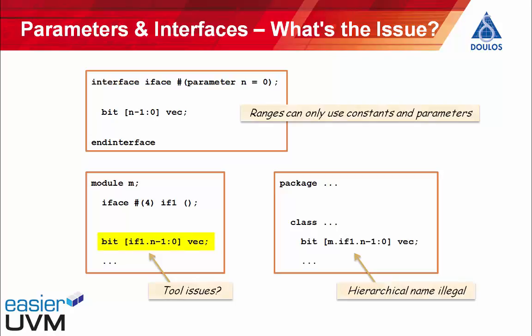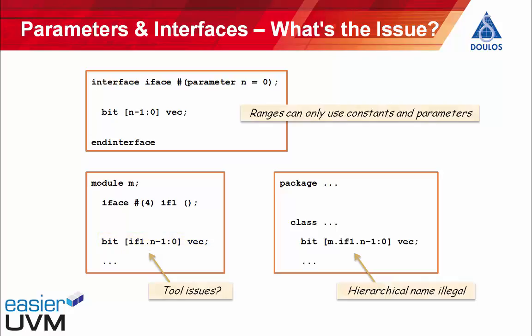Well, the SystemVerilog LRM allows us to create a range such as if1.n-1 down to 0. But we would immediately hit tool issues. Some SystemVerilog simulators will allow us to compile this code, others won't.